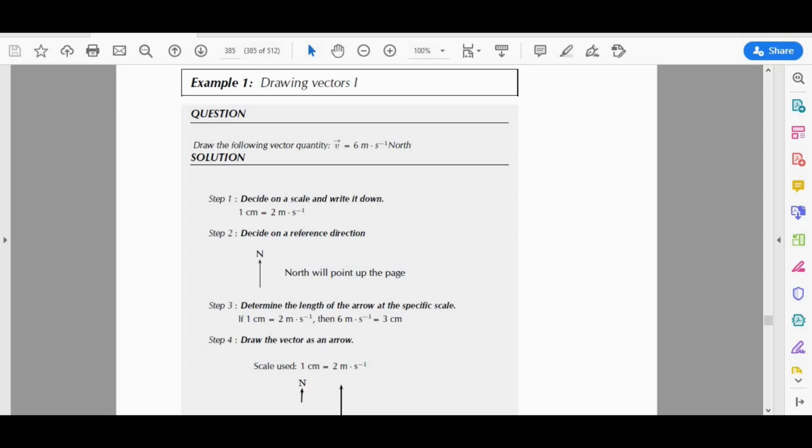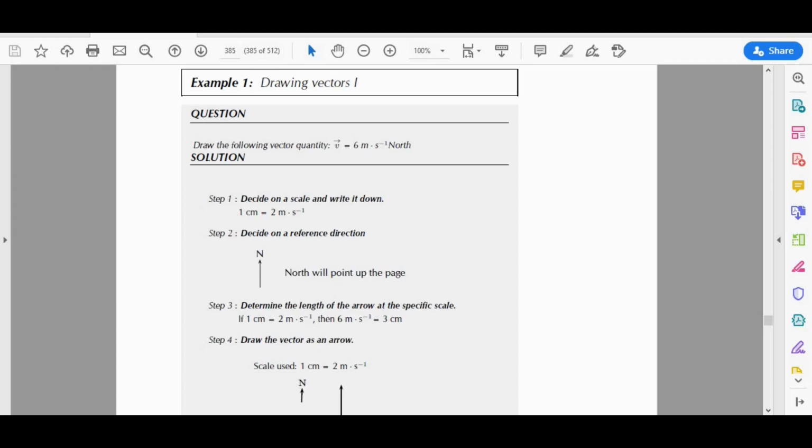So step one, we need to decide on the scale and write it down. They've decided to use the scale of 1 centimeter equals 2 meters per second. That's a good scale because 6 is a multiple of 2. 2 times 3 is 6, so only 3 centimeters will give me 6 meters per second according to the scale. You need to decide on your reference point, and my reference point is north. North is going to point to the top of the page, the bottom of the page will be south, and left and right are going to be west and east respectively.